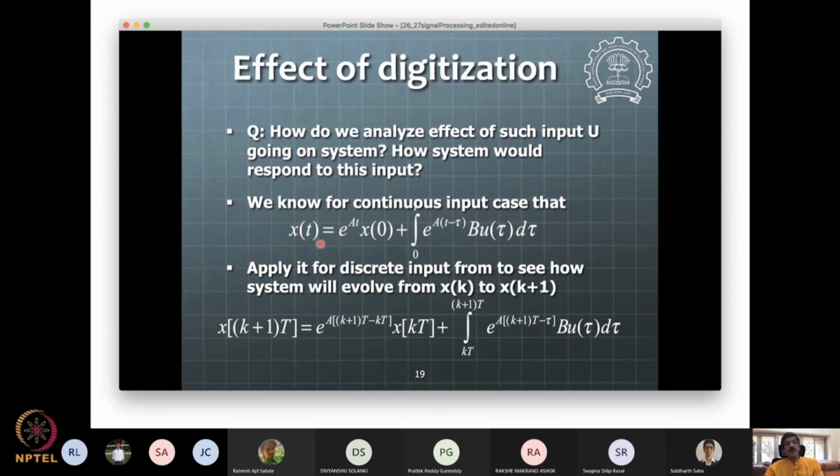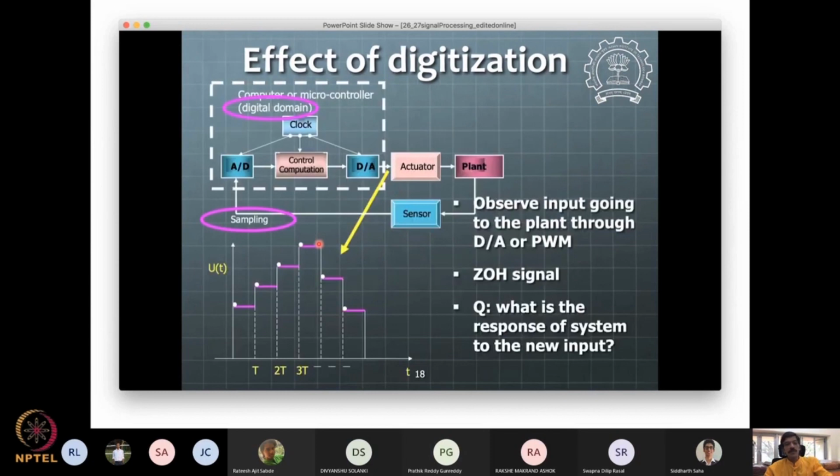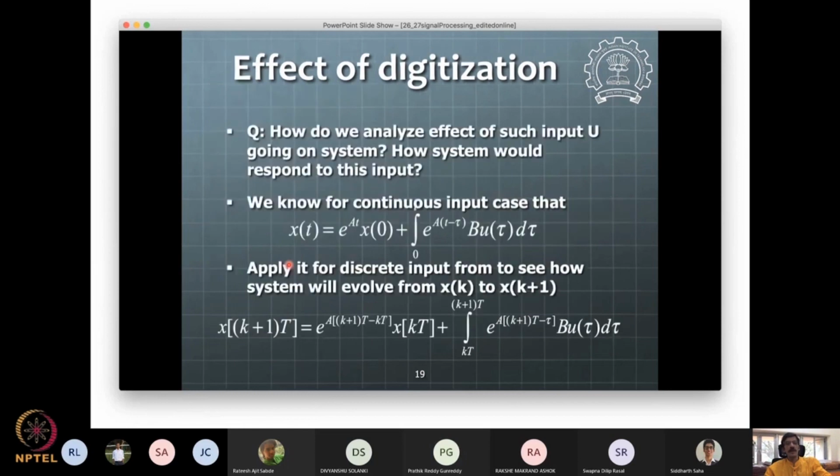Now, if I want to see how this form is implemented, u is of this kind, where u is constant over the time period 0 to T, T to 2T, 2T to 3T, like that. I can call these u1, u2, u3, like that. I can give some kind of discrete values to u. Under that scenario, what is going to happen?